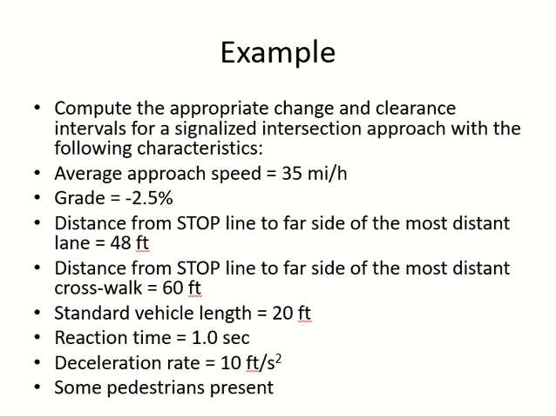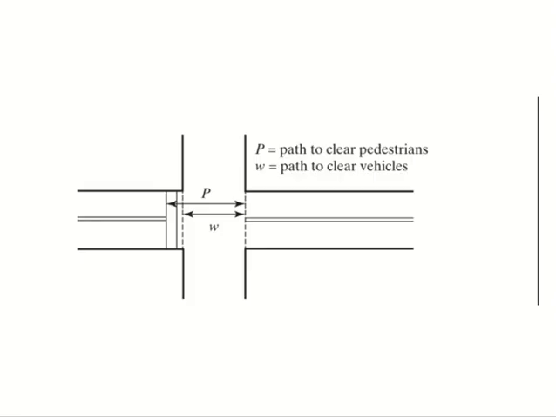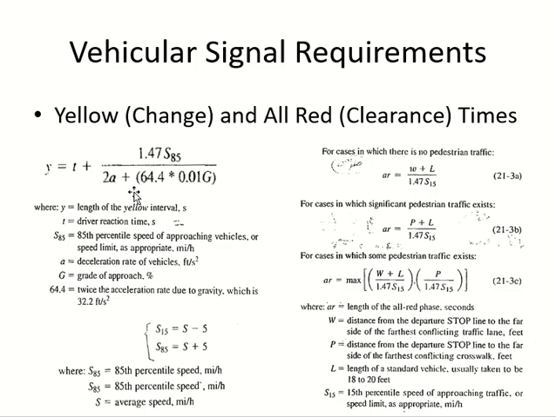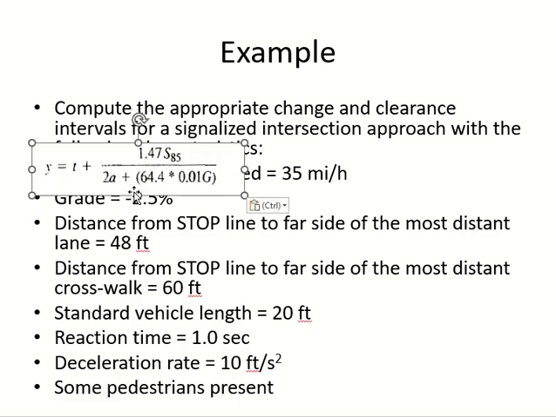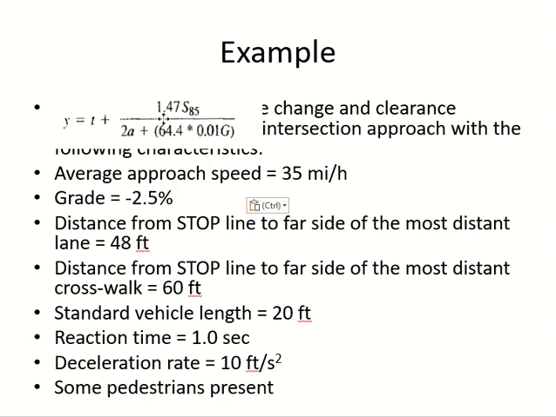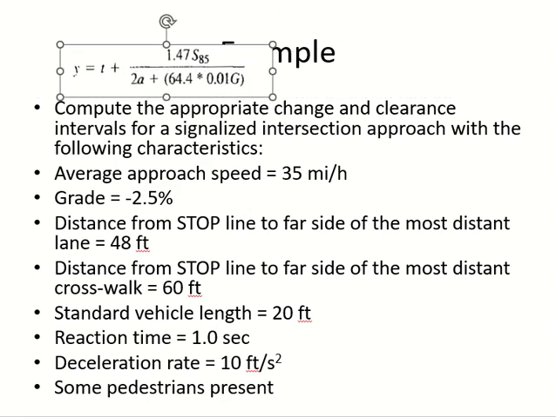Let us do an example. The data is given here: the speed and everything, the average speed and everything. They are asking us to calculate the yellow time and the all red time. Now, if I look at the equation, let me pick the equation. I take this one. If I want to calculate yellow time, is there anything missing here?